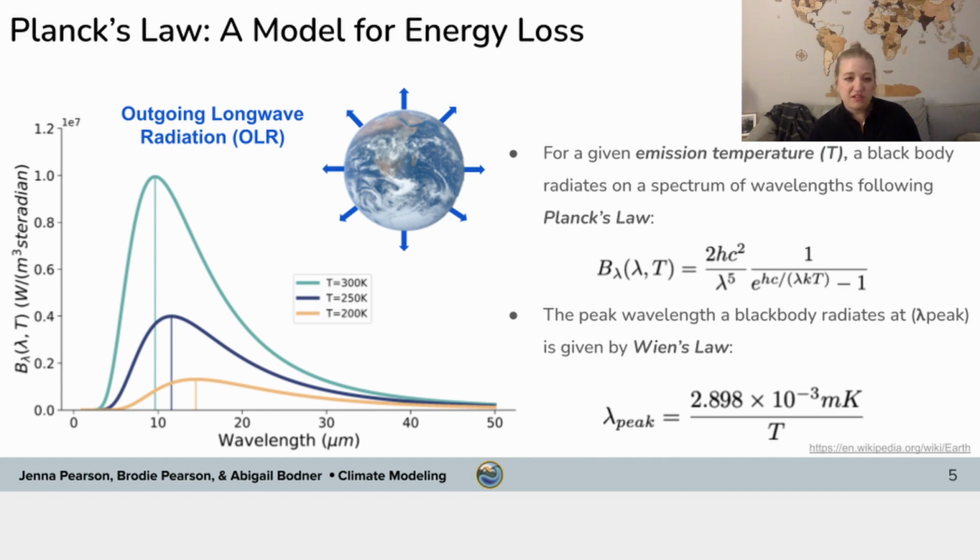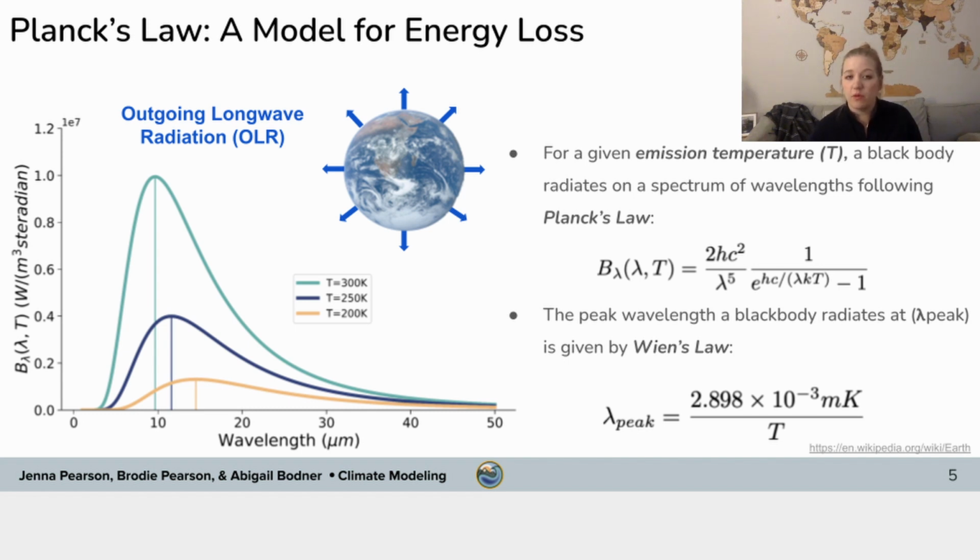And if we look at these curves in a bit more detail, we can see that the peak of these curves moves to the right towards longer wavelengths as the emission temperature gets lower or colder. And this is mathematically defined by Wien's law, given as the second equation on the right here. And this tells us that the peak emission wavelength is inversely proportional to the emission temperature of the object.